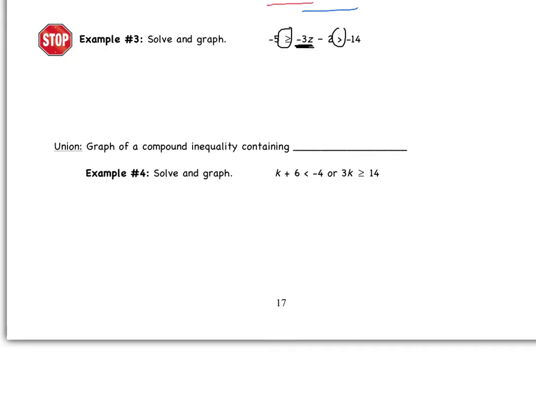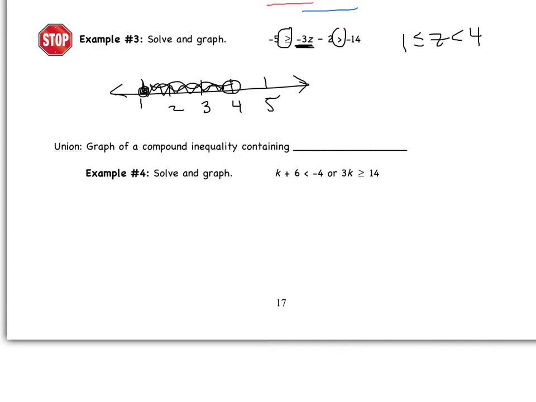Okay, you should have had a chance to try this one. We should have gotten 1 is less than or equal to z is less than 4. And then when you graphed it, I don't know why I started out on 2, sorry. You should have had a closed circle at 1, an open circle at 4, and shaded everything in between. So our z can be anything between 1 and 4. It can be 1, can't be 4 though.